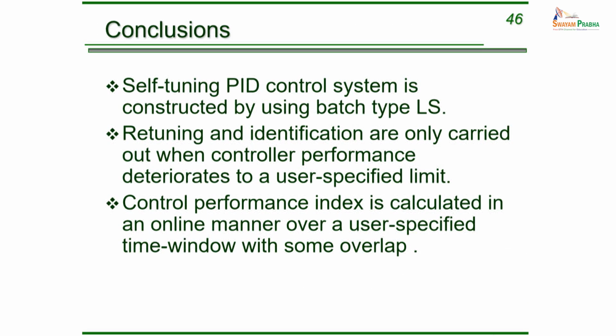So to conclude, self-tuning or adaptive PID tuning has been constructed using batch least squares, and we've demonstrated this on the simulation example and also on an experimental process. Retuning and identification should only be carried out when controller performance degrades below a user-specified limit. Control performance is calculated in an online manner over a user-specified time window with some overlap. And the identification is also done on a batch of data.